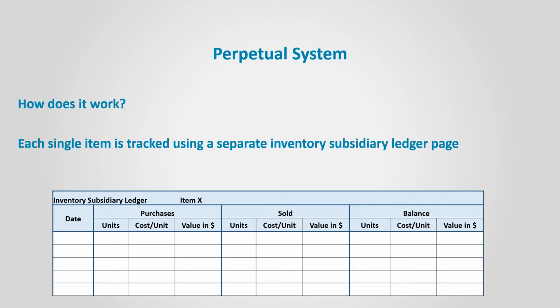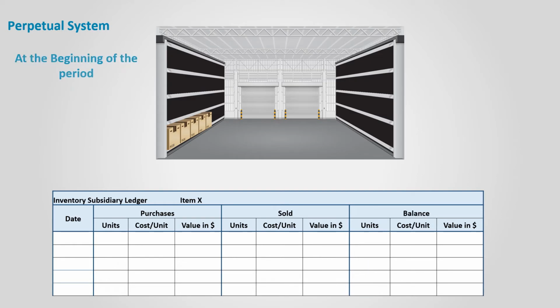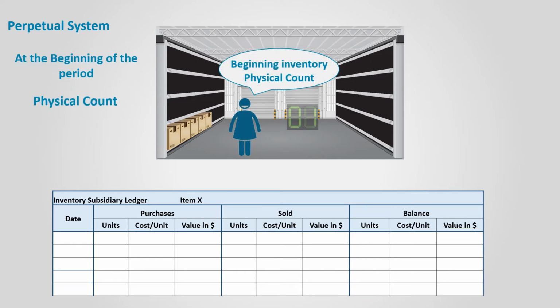The subsidiary ledger page has a date column and three main sections. One section is used to record purchases of inventory, another section is used to record the goods sold, and the third section is used for the balance. The beginning inventory is there from the previous period. It matches the physical count that is taken at the end of the previous period.